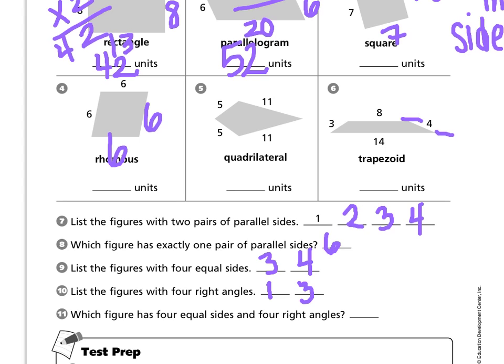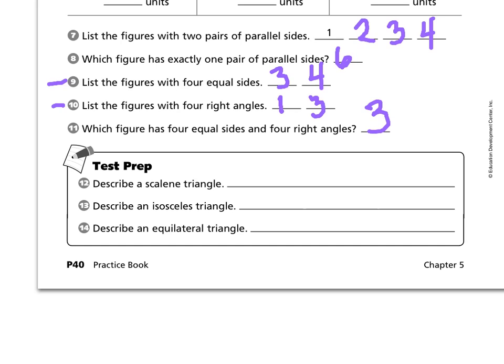Which figure has 4 equal sides and 4 right angles? Well, if I look at number 9 and number 10, the answer is there, but I also should know that a square does. For the test prep, we need to describe scalene, isosceles, and equilateral triangles.